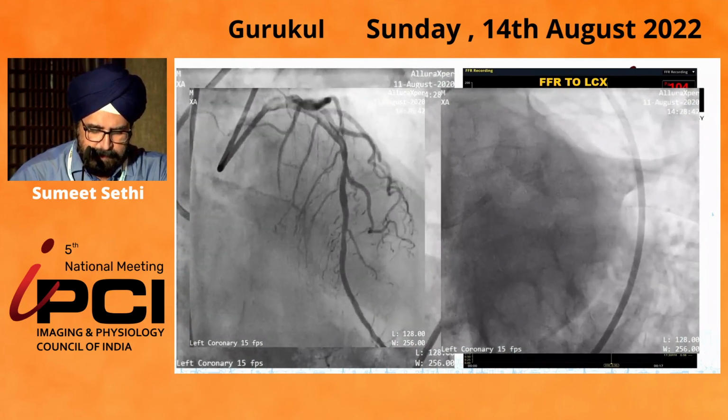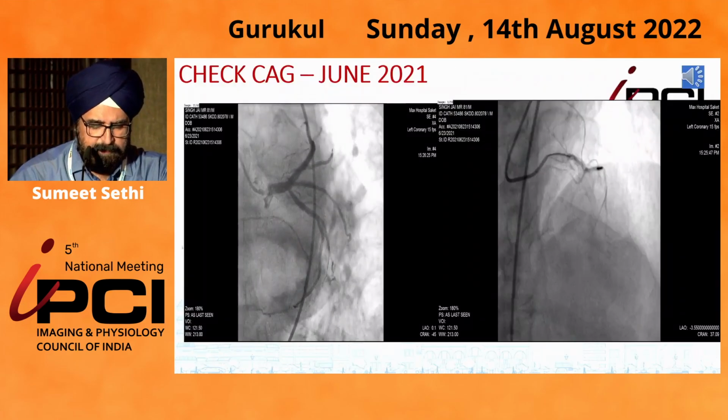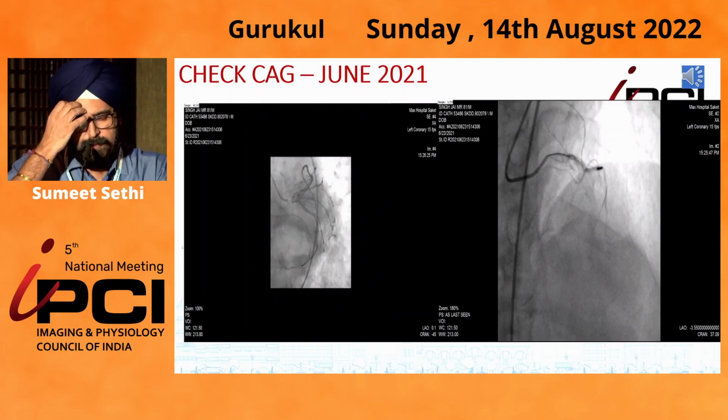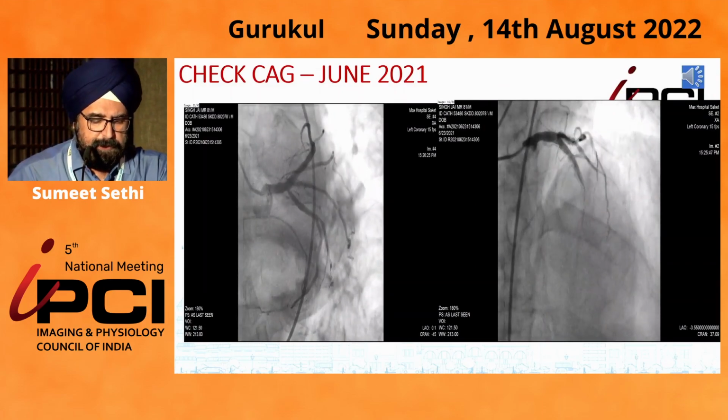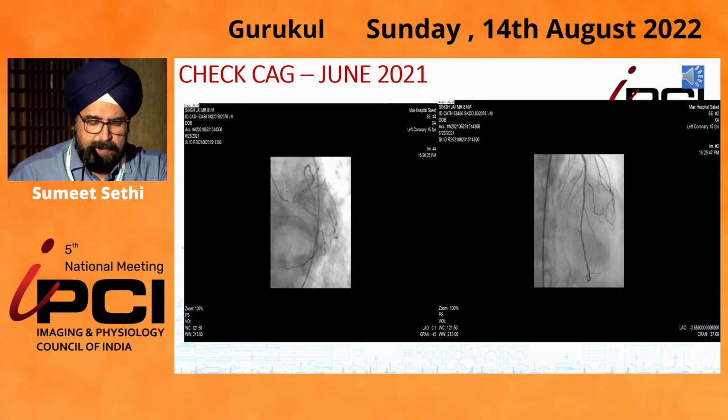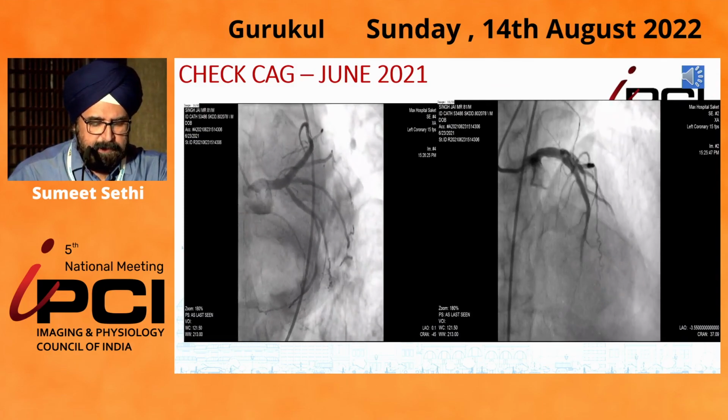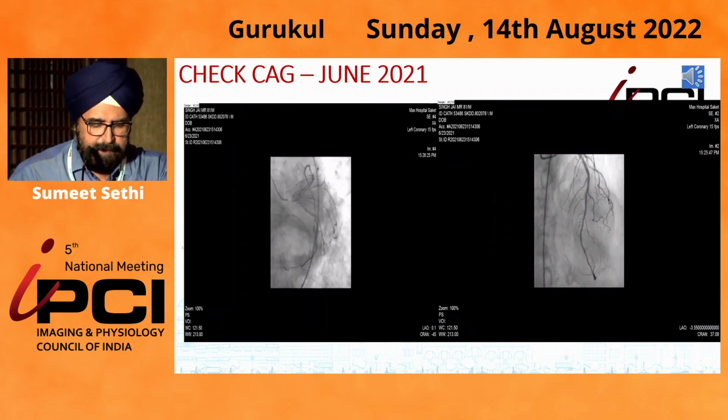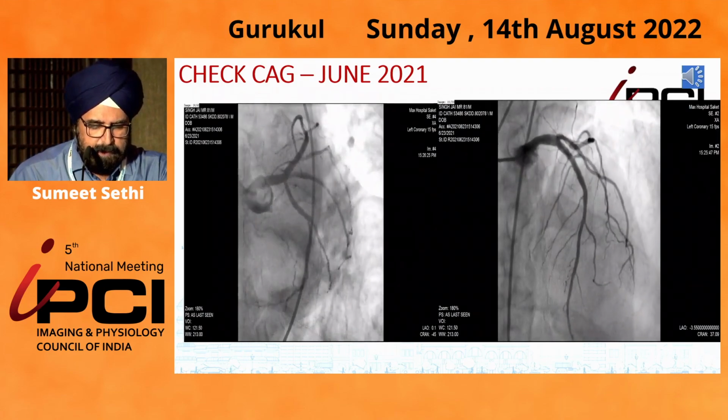And the patient did well for a year, and after that he had some chest pain, so we jumped at the opportunity to do a check angio a year later. The stent was widely patent, left main to LAD, the circ had not deteriorated, and the ramus was flowing well.